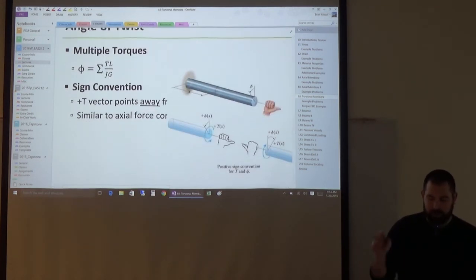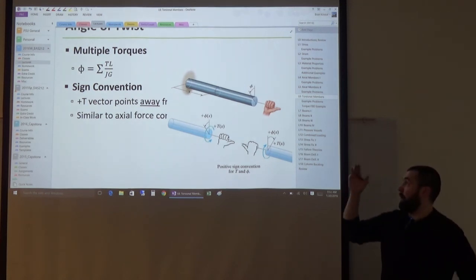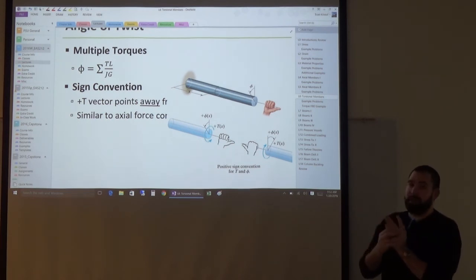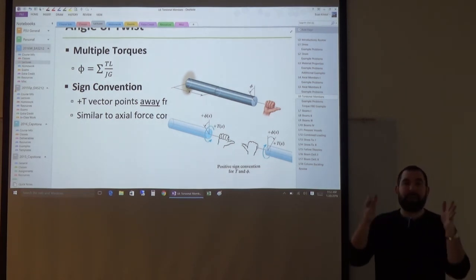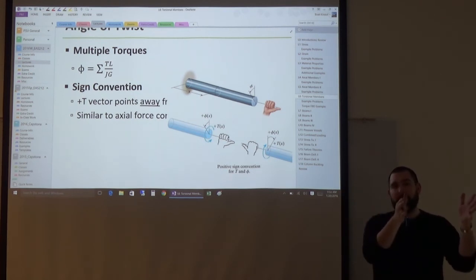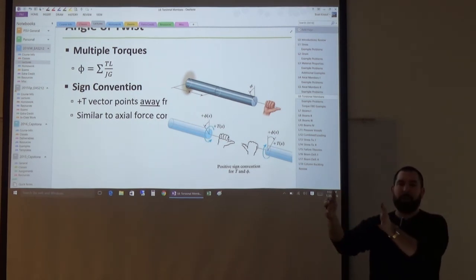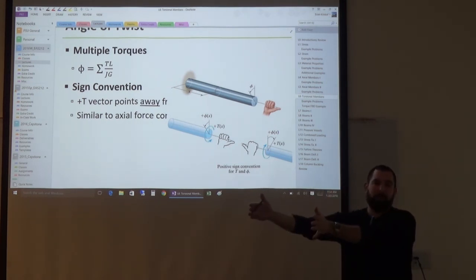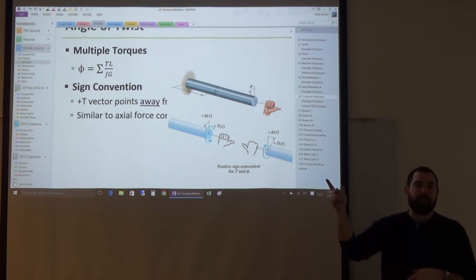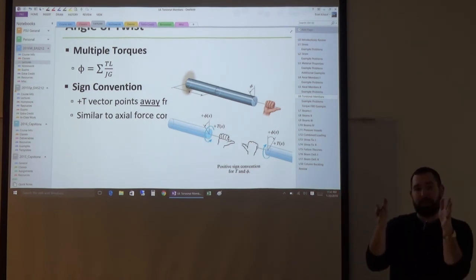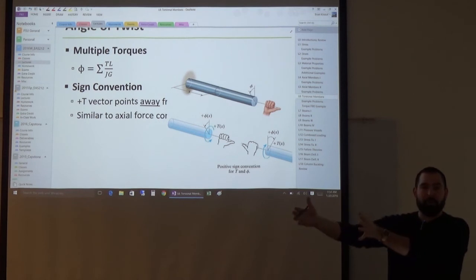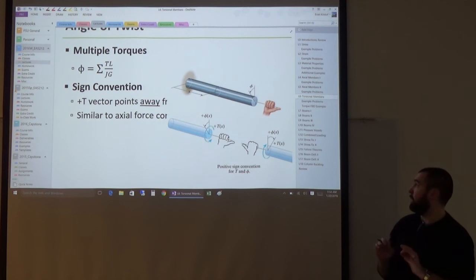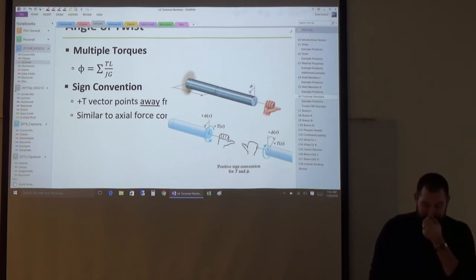All right, so if you have multiple regions of constant torque or multiple regions of constant polar moment of inertia, say a compound shaft where over here it's 2 inches in diameter, here it's 1 inch, here it's half an inch, or maybe over here it's 100 Newton meters, here it's 50, here it's 400. If it's a constant T and a constant J over that entire segment, you can just add together all the results, treat each like an individual shaft, just like we did for the axial members in their deformation.